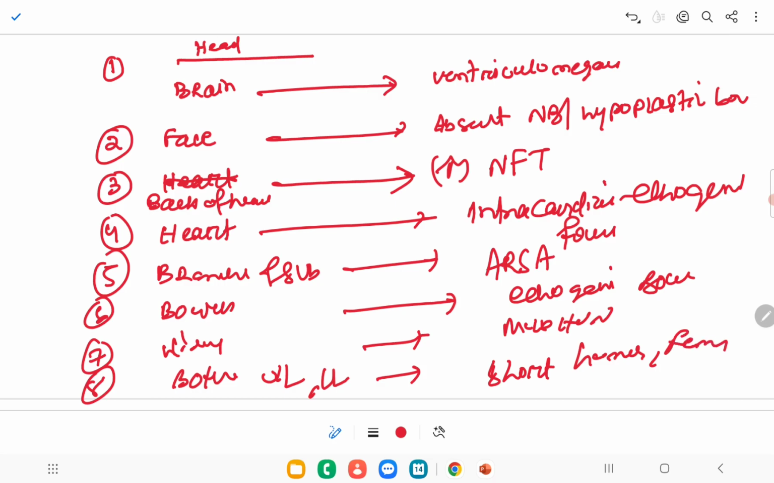I will give the trick. Start from the head and go down. Head is brain, ventriculomegaly. Face is absent or hypoplastic nasal bone. Back of the head is nuchal fold thickness. Then go to the heart, echogenic intracardiac focus. Then go to the branches of the subclavian artery, aberrant right subclavian artery. Then go to the bowel, echogenic bowel. Then go to the kidney, mild hydronephrosis. Then go to the upper and lower limbs, short humerus and femur.